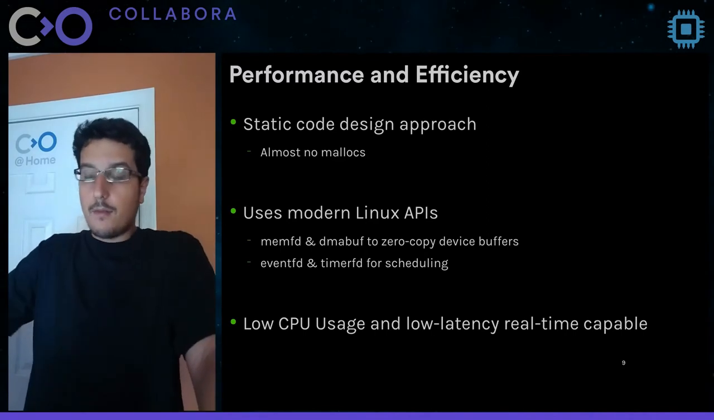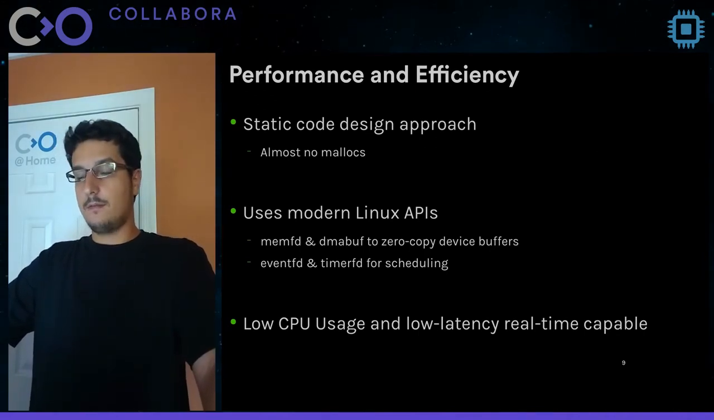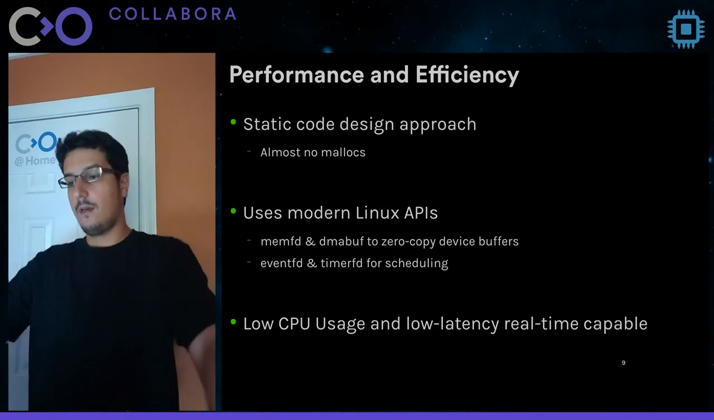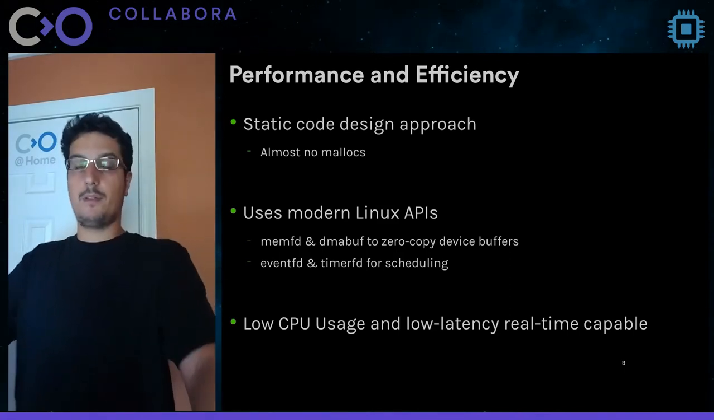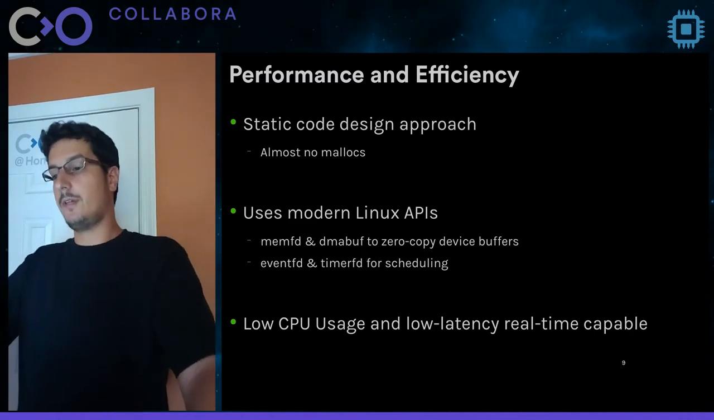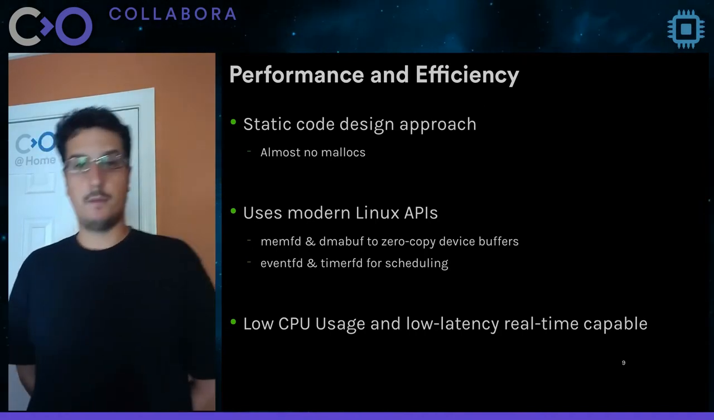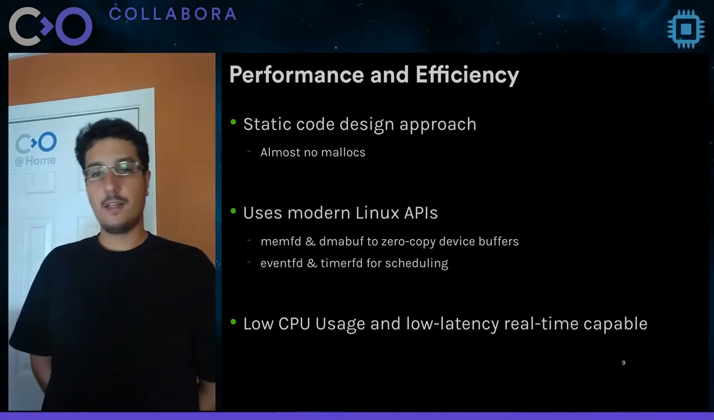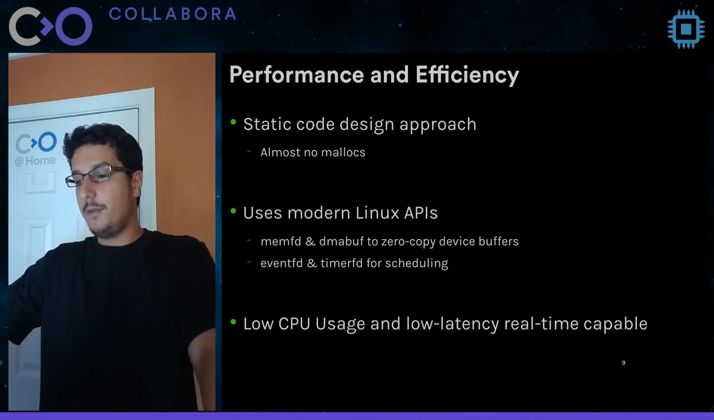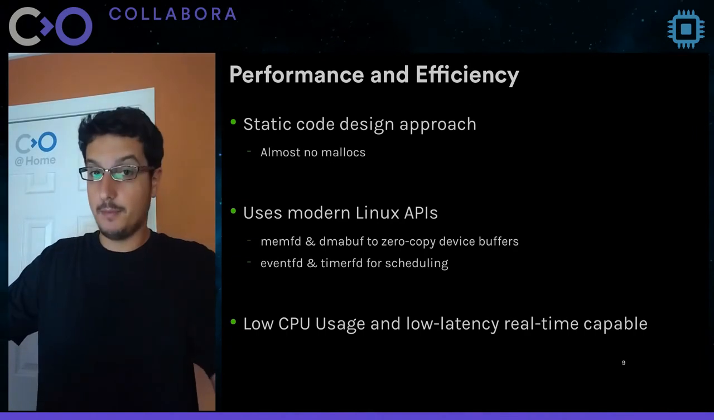So thanks to that, the performance and efficiency of PipeWire is very impressive because it follows a static code design approach. There's hardly any mallocs. If you grep for malloc in the PipeWire project, you are not going to see a lot of them. It also uses modern Linux APIs, memfd and DMA-BUF, to zero-copy buffers from device to memory, and eventfd and timerfd for scheduling. So thanks to all of that, the CPU usage of PipeWire is impressive, and it's low latency, real-time capable.